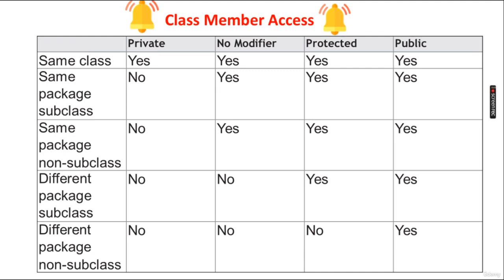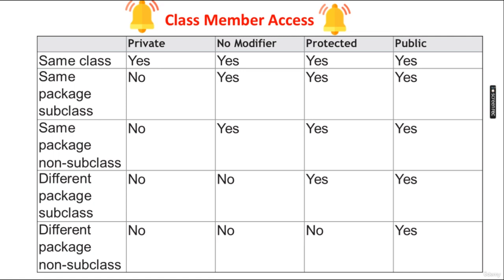Okay, so first thing, private member. Accessible in same class? Yes. No modifier, default access. It is accessible in same class? Yes. Then protected member. Accessible in same class? Yes. Public member accessible in same class? Yes. Then private member. Accessible in same package subclass? No. Default access, same package subclass? Yes. Protected member, same package subclass? Yes, of course. Public? Of course, at any time.